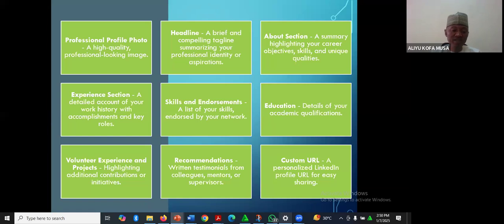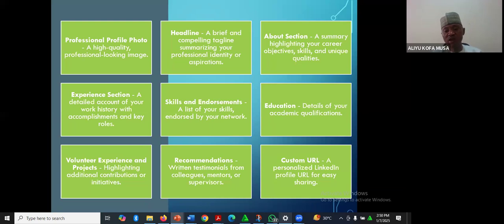The next one, the headline section. This is where you give a brief and compelling tagline summarizing your professional identity or aspiration. Don't forget, in your resume you have an objective. This is where you are going to place your objective. Who you want to become in the next 5 years, career-wise. What are your missions? What are your ambitions?